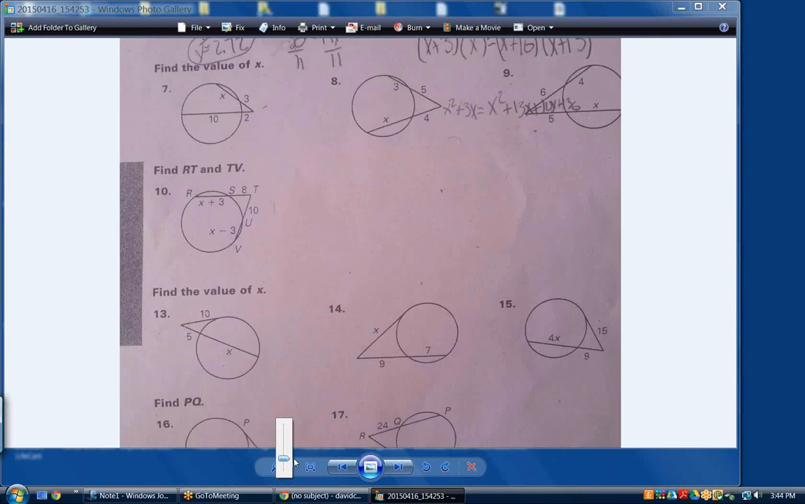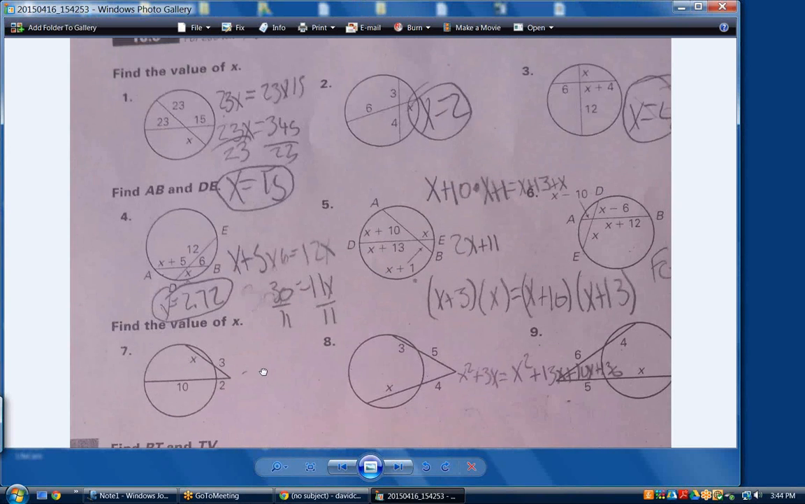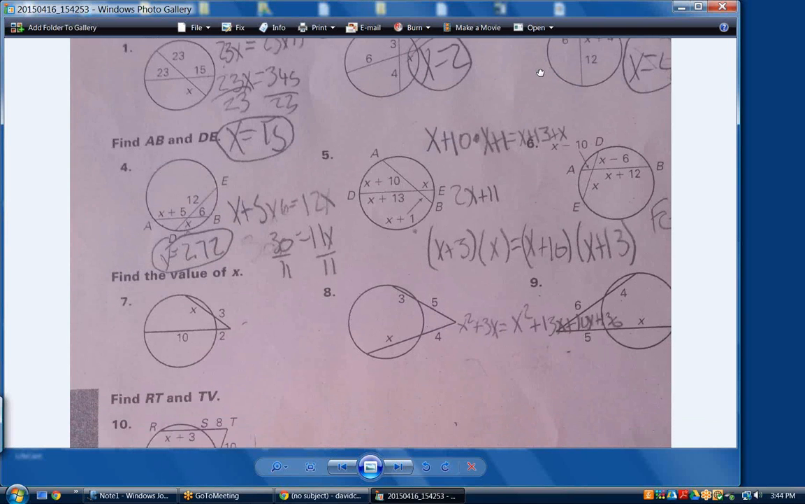Circles and tangents and secant lines and all of that good stuff. All right, where would you like to start? You want to look at some of the stuff you've done? Just have me check to make sure it's okay? Yeah, sure. So what's the principle at play in number 1? You have to do 23 times x equals 23 times 15, because we have two intersecting chords inside of a circle. And this one would be 6x equals 12. Looks like you understand that pretty good.